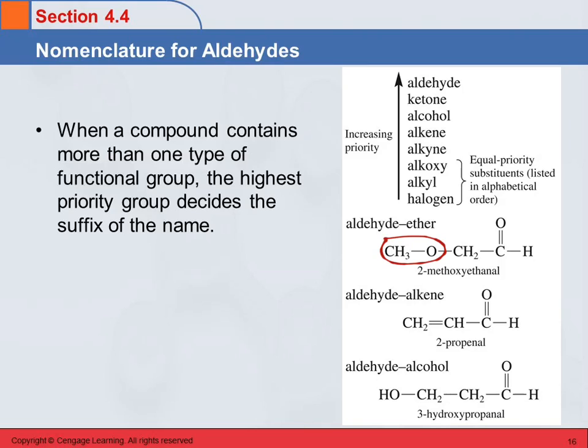This one is an aldehyde and an alkene. It's got 2 functional groups. So the priorities are used when you have 2 functional groups. This is the aldehyde group. That's more important. So we say we're going to name this as an aldehyde, and then it's got this along with it.